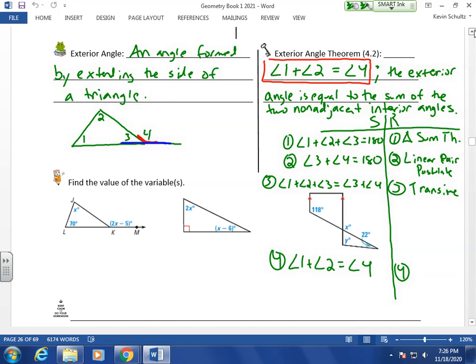Because the only thing that I did from step 3 to step 4 was I eliminated angle 3 from both sides. And I can do that because of the subtraction property, right? I subtract angle 3 from both sides. I'm left with angle 1 plus angle 2 equals angle 4, which is exactly what we said the exterior angle theorem was. Okay, so this is how math people prove things.